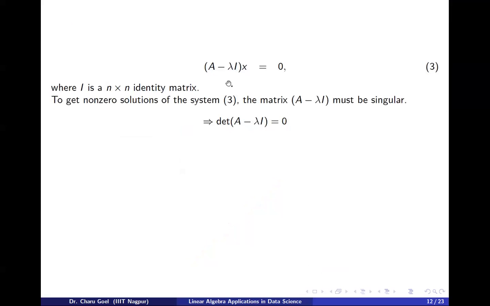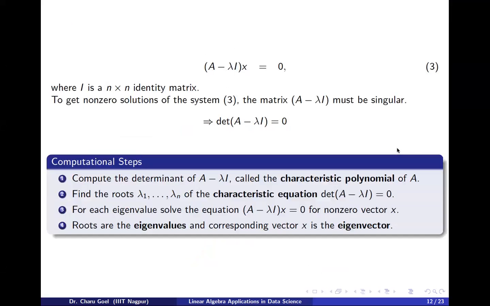To get non-zero solutions of system 3, we need the coefficient matrix to be singular. That is, its determinant has to be 0. So now we come to the computational steps, which are going to help us throughout the slides, because in every application of eigenvalues I'm going to talk about, we are going to convert the given problem into an eigenvalue problem. Then we are going to find lambda, then non-zero x, and so on.